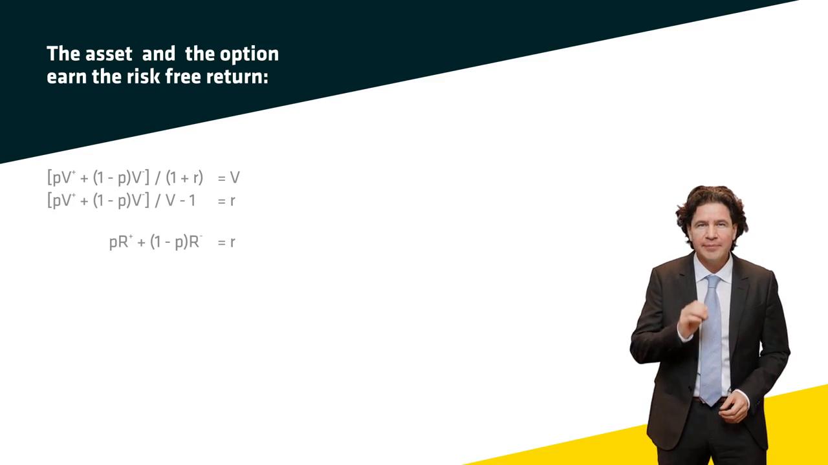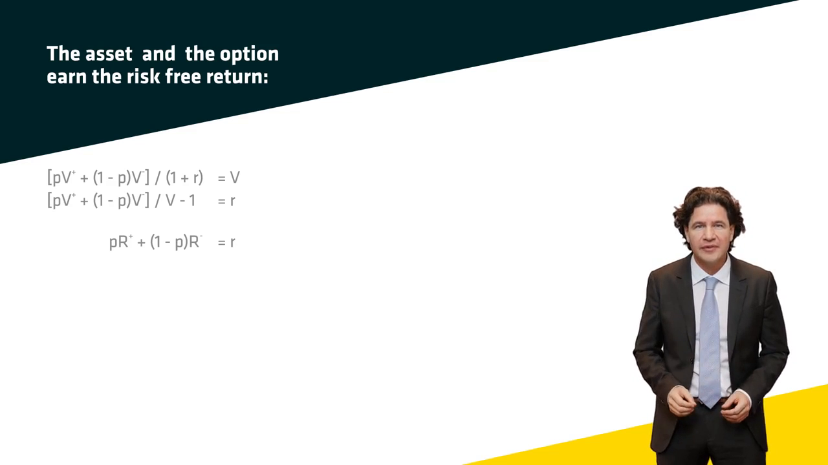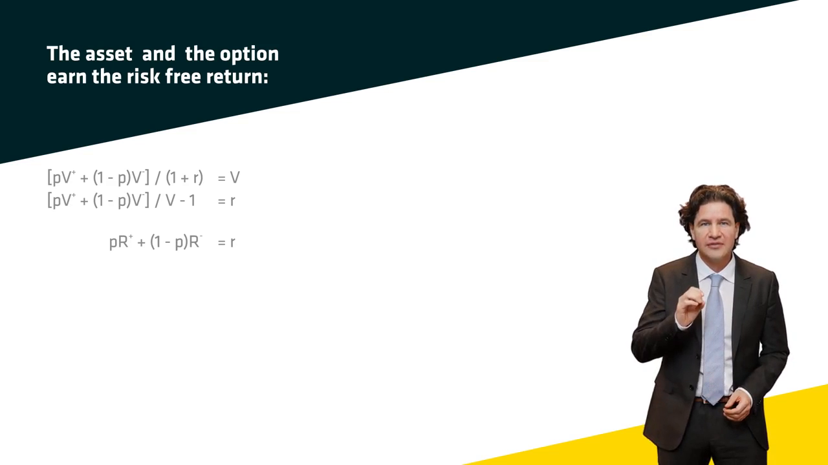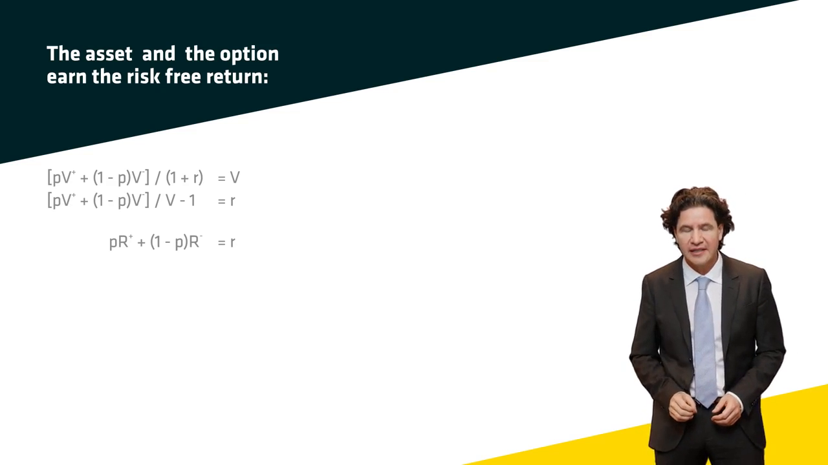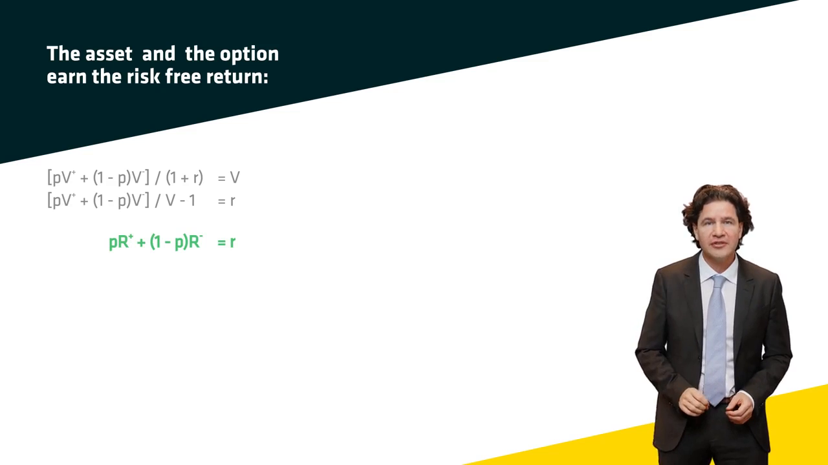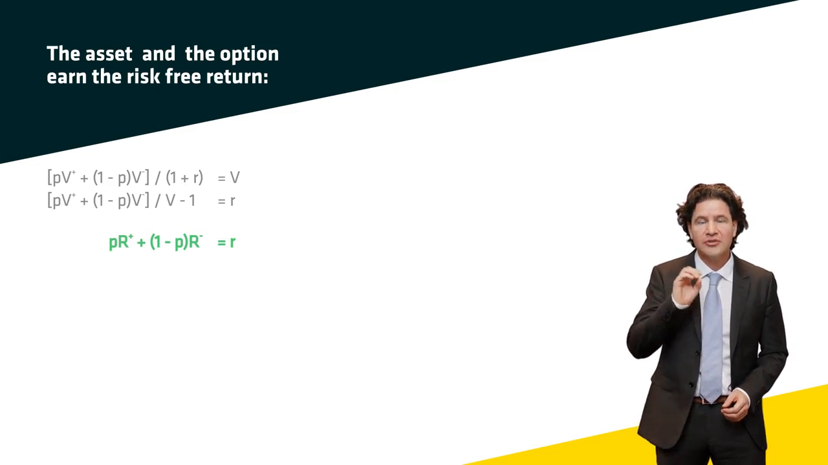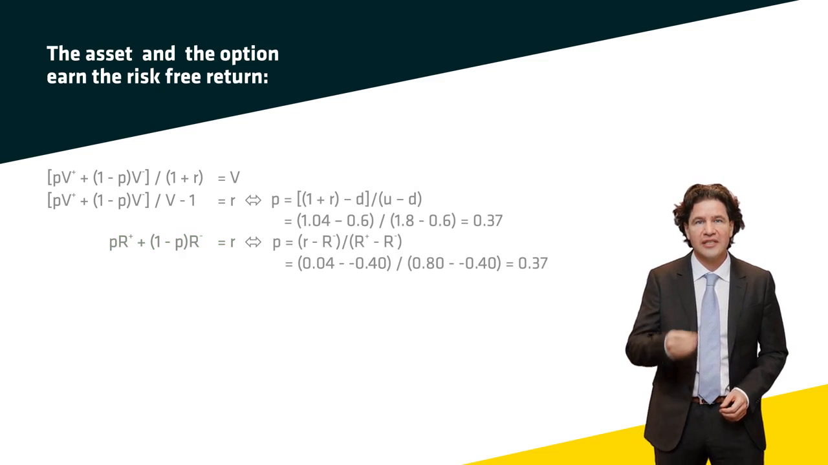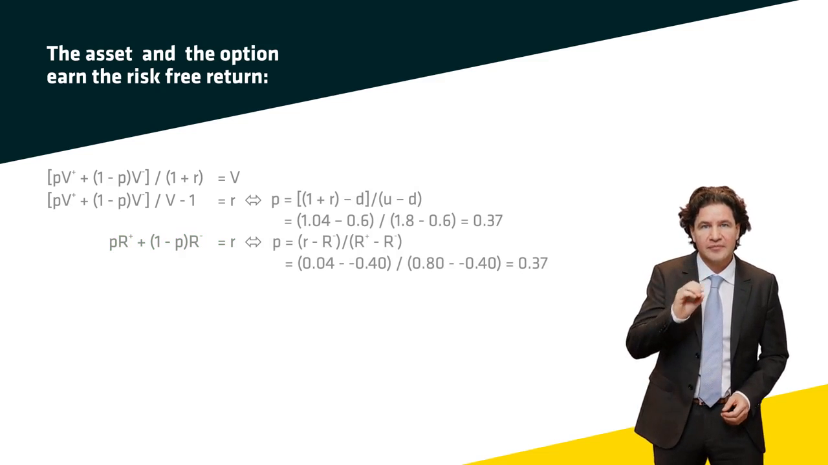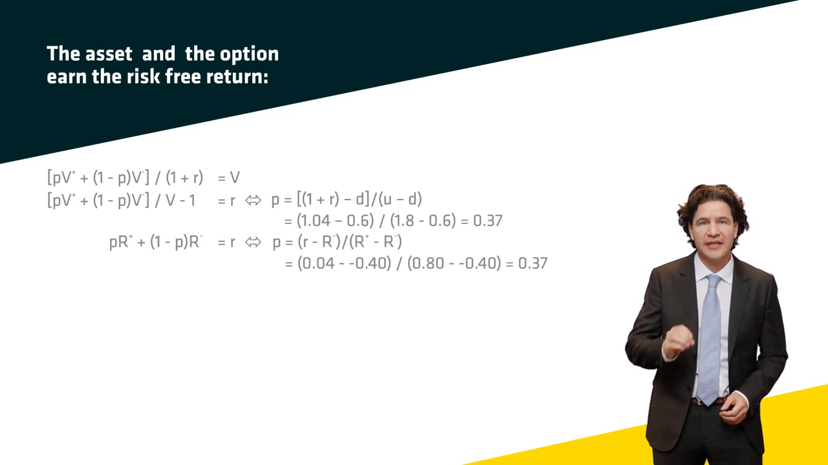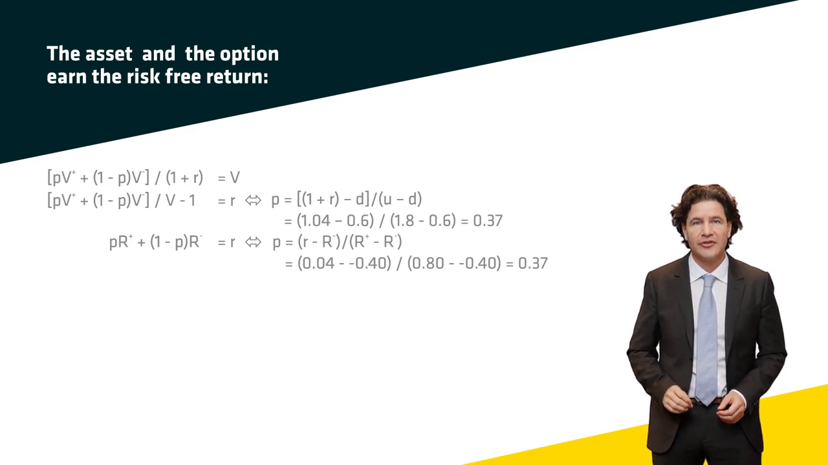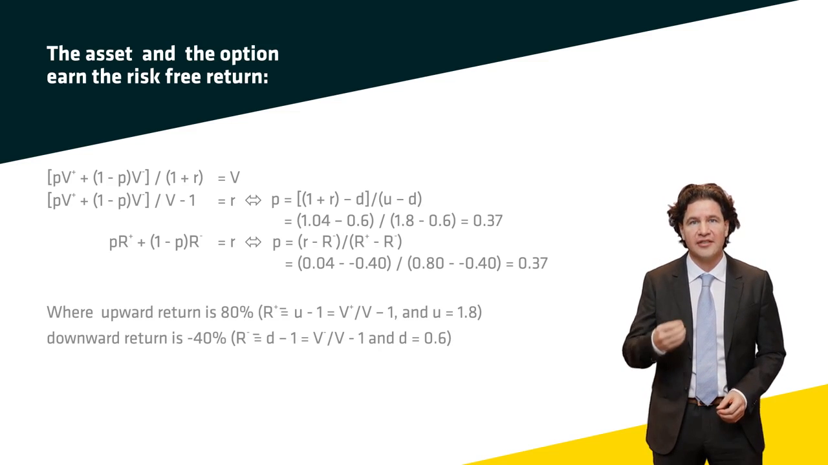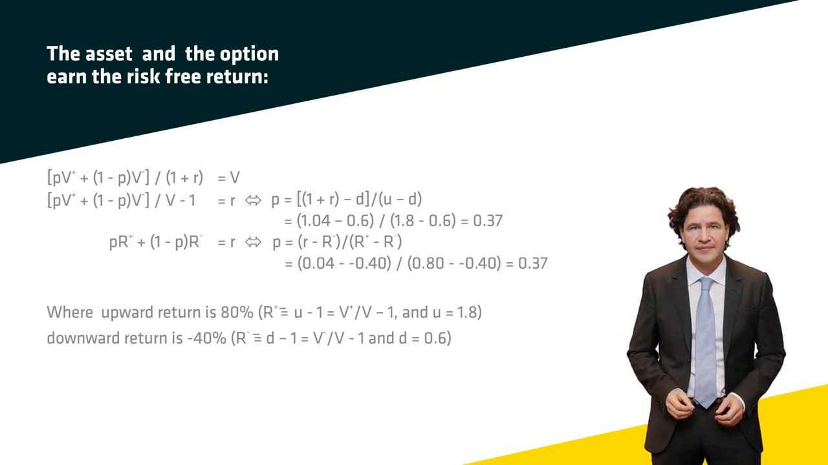This risk-neutral probability P can alternatively be obtained from the condition that the expected return on the stock in a risk-neutral world must equal the risk-free rate. So P times the up return plus 1 minus P times the down return should be the risk-free rate. Solving this results in P equals 1 plus R minus D divided by U minus D, and it results in 37%. And U is 80% and D is 40%. Those are the returns in the up and the down state.